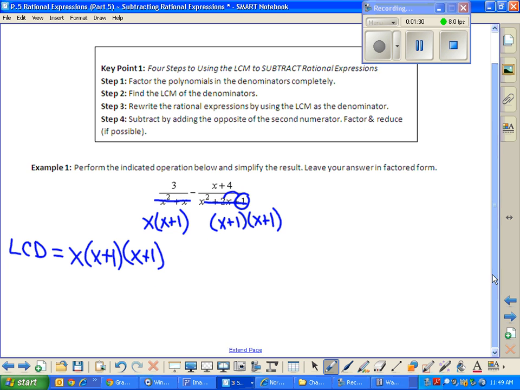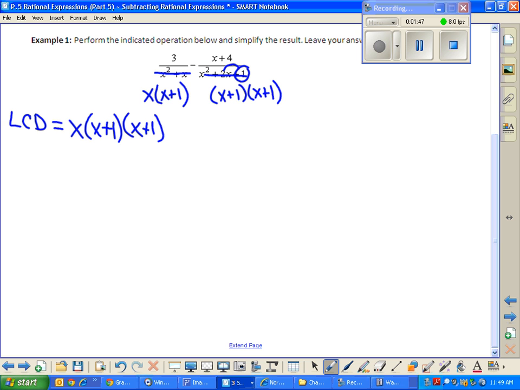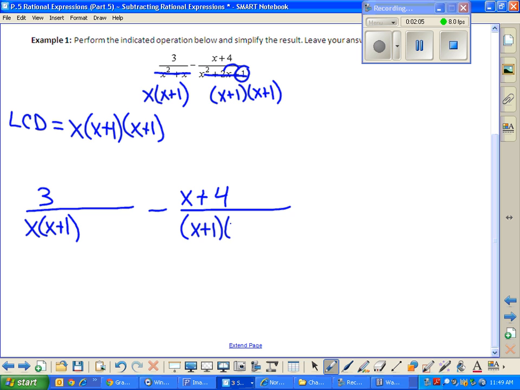As I was walking around the room checking your homework from last night, this is the step that most of you were omitting. After you find your common denominator, you need to do something with it. You need to rewrite your fractions so that they have this common denominator in them. So I always start that process by just rewriting the original problem with my factored denominators. So the first fraction is 3 over x times x plus 1. Bring down my minus, and my second fraction is x plus 4 over x plus 1 times x plus 1.